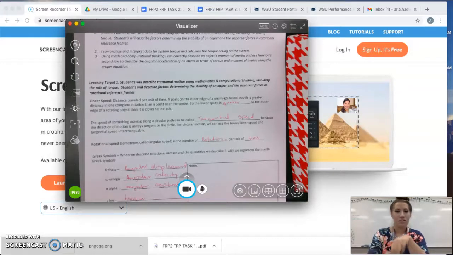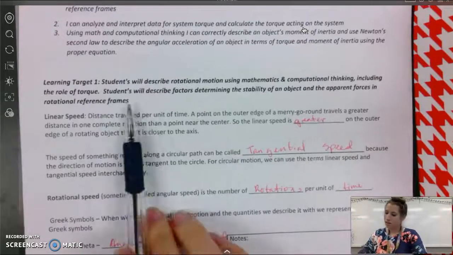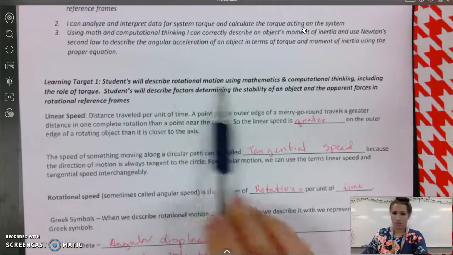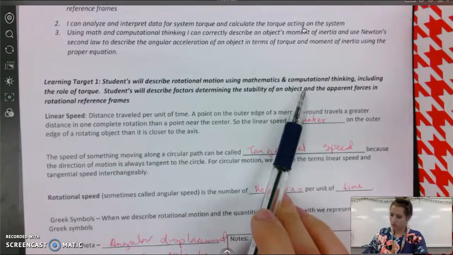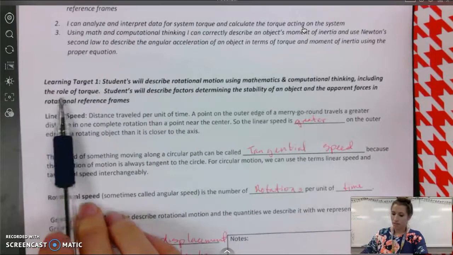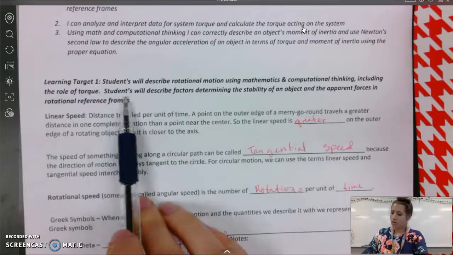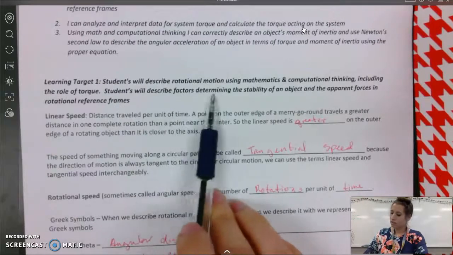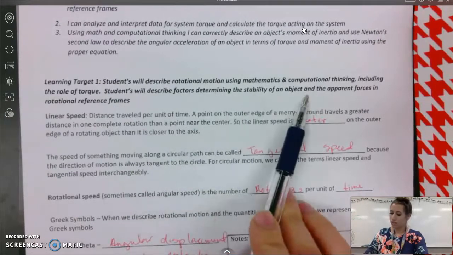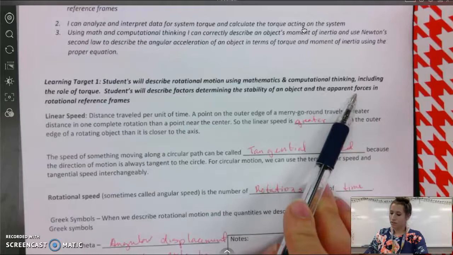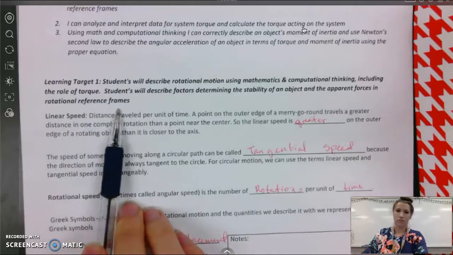Okay, so our first learning target here. Students will describe rotational motion using mathematic and computational thinking. This includes the role of torque. Students will describe factors determining stability of an object and the apparent forces in rotational reference frames.